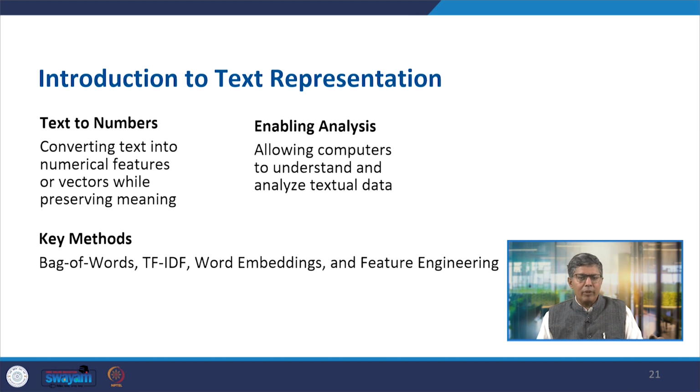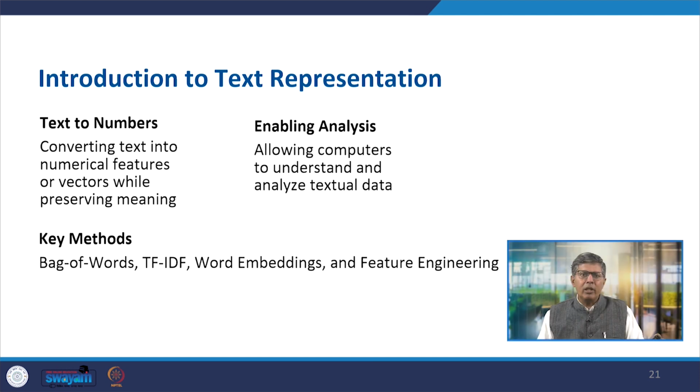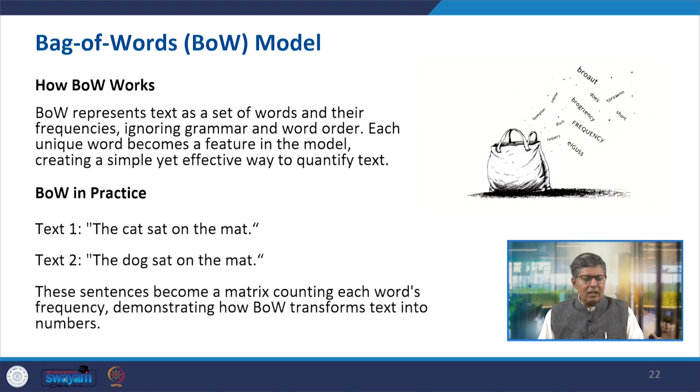So, what is text representation now? Text to numbers, right? For example, converting text into numerical features, called vectors, while preserving the meaning is an important task. It helps computers understand and analyze the textual data, right? Some methods that we use in text representation are bag of words, TF-IDF, word embeddings and feature engineering. So, let us look at them.